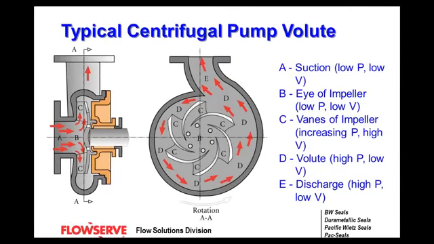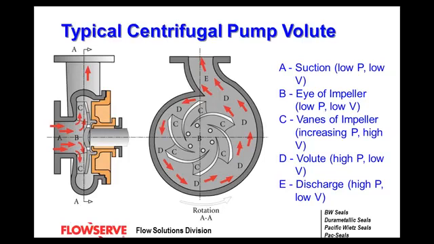Here's a typical centrifugal pump system. The arrows in red display the flow characteristics. At point A, the suction, you start with a low pressure and low velocity. As it enters through the impeller eye and into the impeller vanes, these increase the pressure and increase the velocity. As it passes through the volute, the pressure remains high, but then the velocity starts to slow. And then as it exits the discharge, you have higher pressure and lower velocity.